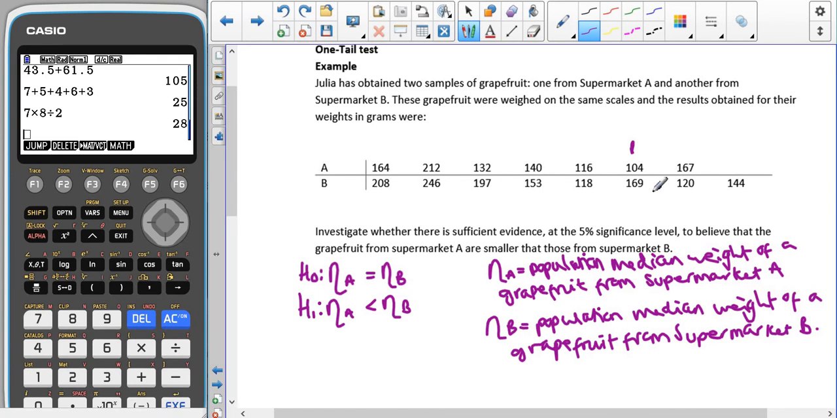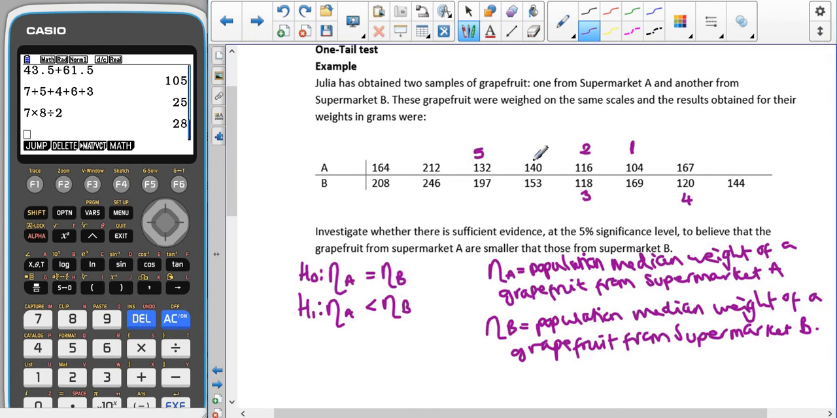So then looking at both A and B, the next smallest one is 116. Then the next smallest one is 118, so that gets the rank 3. It doesn't matter that that's in group B, we're ranking it all as one big set of data. Then the next smallest is 120, which will get the rank 4. The next smallest is 132, that's going to get the rank 5.